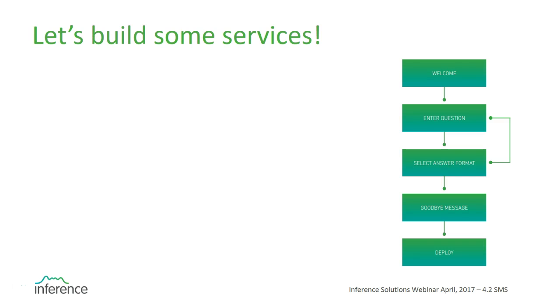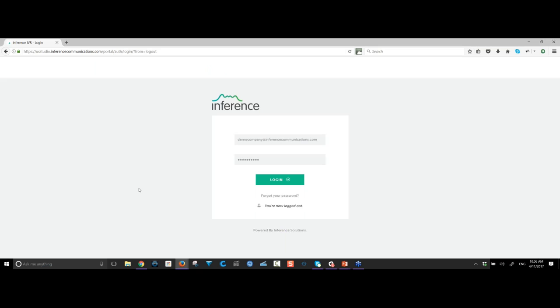Okay, so let's get straight into it and build some services. The first one I want to build is just a simple SMS script with a response, just to show you how easy it is. And if you're familiar with the studio interface for IVR, it's basically identical when it comes to SMS. So I'm just going to switch over to that now. There it is there on my screen. I'm just logging in with my usual demonstration company account.